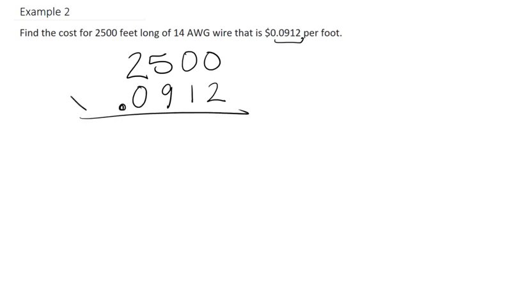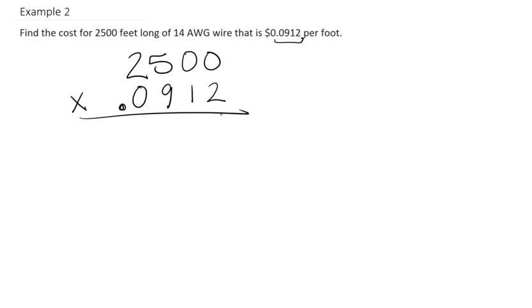Example 2. Find the cost for 2,500 feet long of 14 AWG wire that is 0.0912 cents per foot. So for this problem, we're going to go ahead and line it up. But we line it up with these. So we start with the 2, the 1, the 9, and the 0, and we can place a 0 there. Next, what we do is we start with the 2, and we start to multiply.